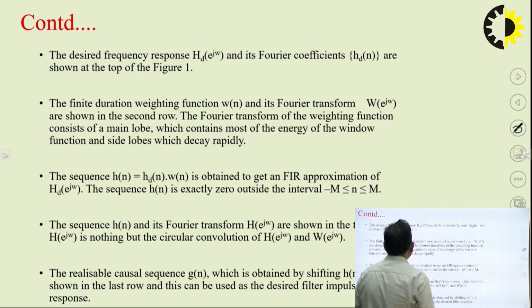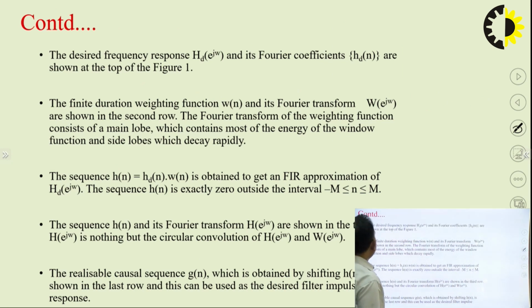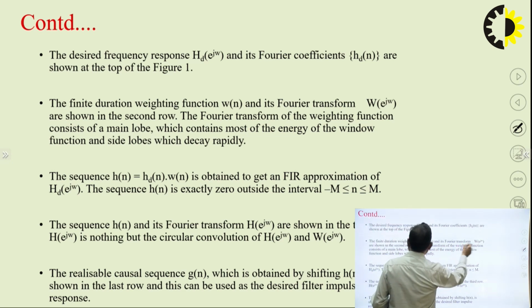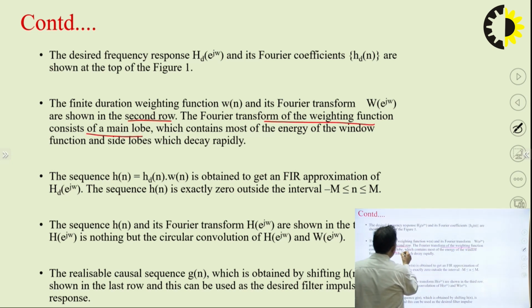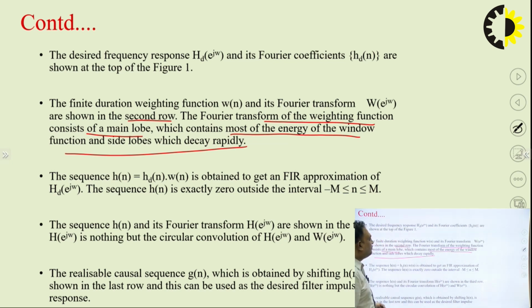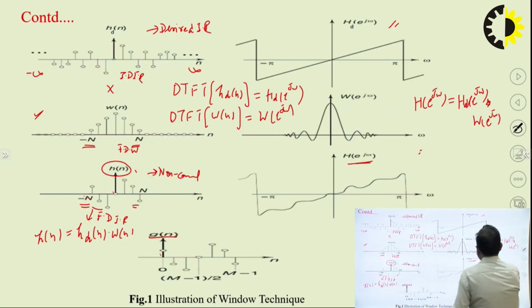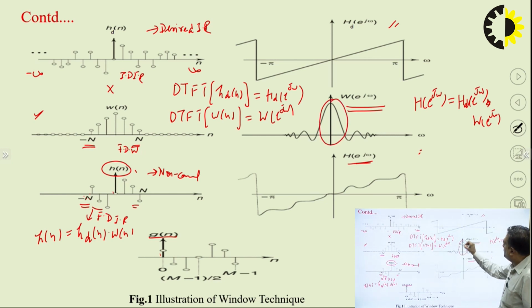The desired frequency response H_d(e^{j\omega}) and its Fourier coefficients are shown at the top of the figure. The finite duration weighting function w[n] and its Fourier transform are shown in the second row. The Fourier transform of the weighting function consists of a main lobe, which contains most of the energy of the window function, and side lobes, which decay rapidly. If we see the frequency response of the window function, this is the main lobe, and the others are side lobes.